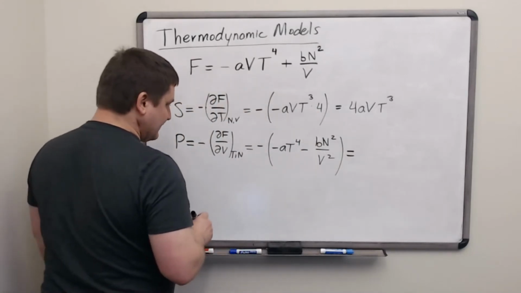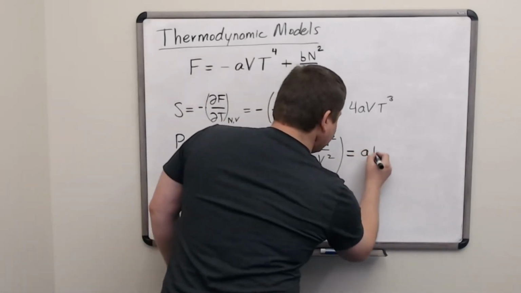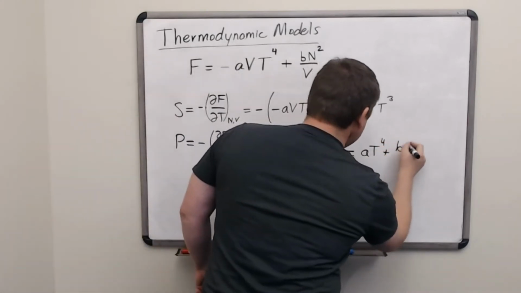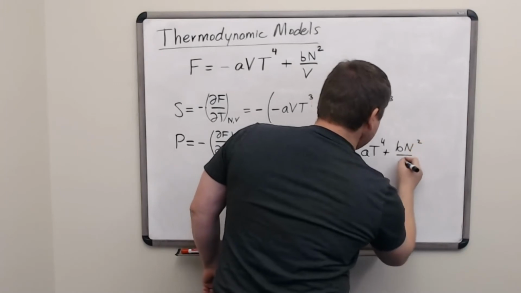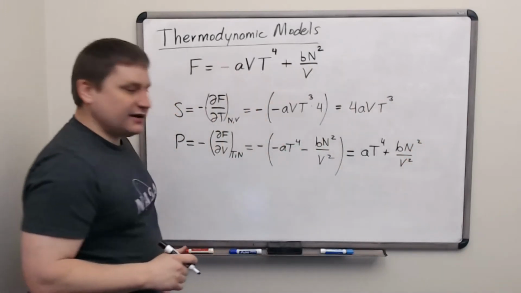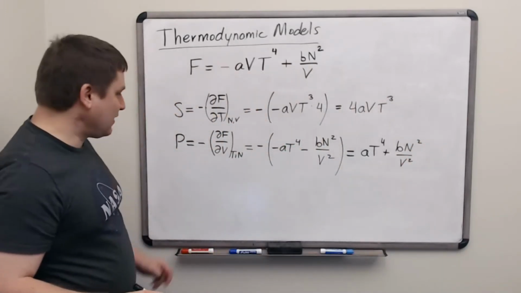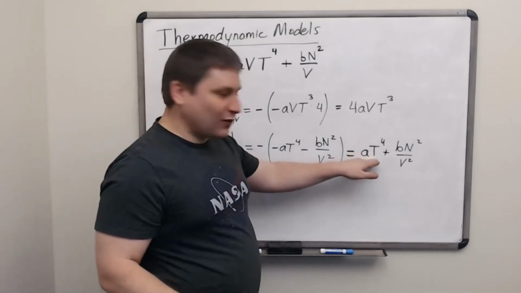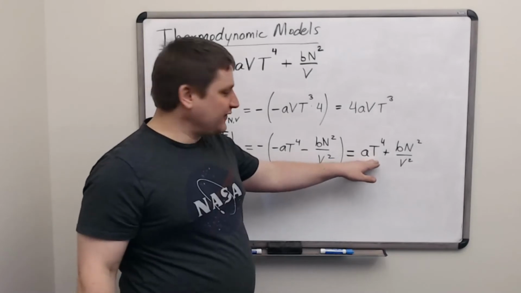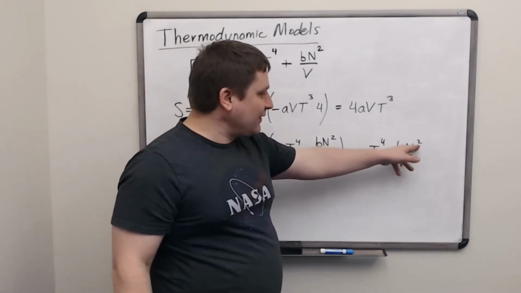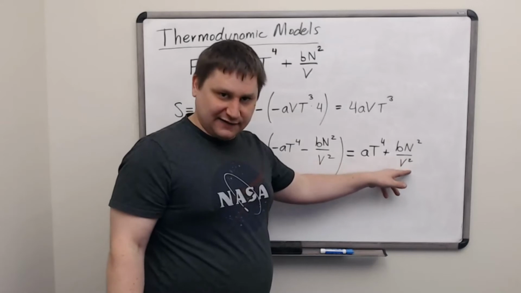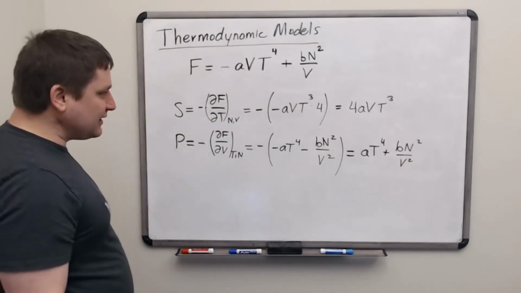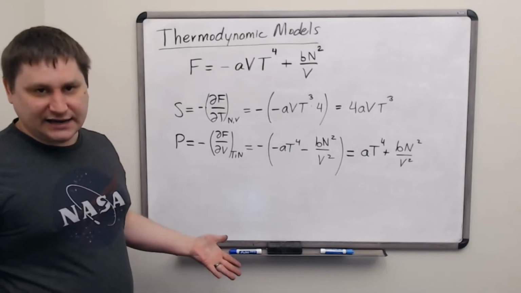Simplifying this slightly, we find that the pressure in this model is equal to A times T to the fourth plus B times N squared over V squared. Again, note that the scaling of this works out perfectly with an intensive pressure on the left. Temperature to the fourth is intensive, so it doesn't matter how many powers it gets. And then number squared over volume squared is an intensive ratio. Again, this pressure seems to make sense, even though it's clearly not an ideal gas.